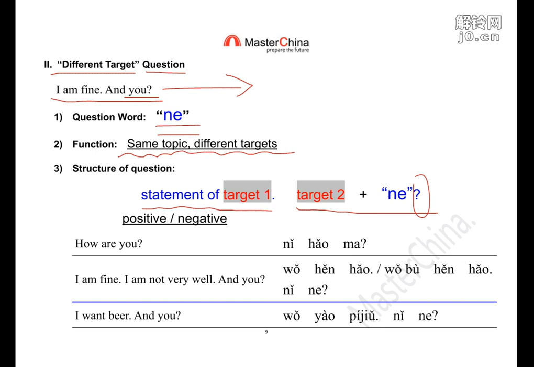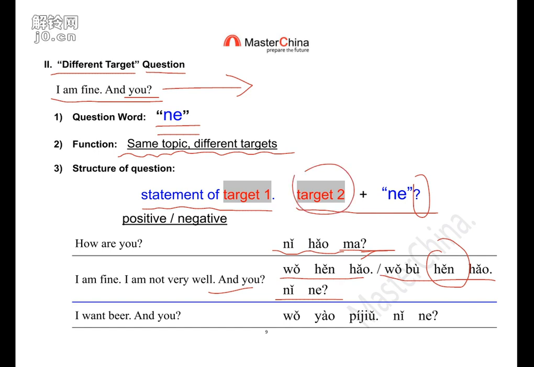Okay, so let's check the example sentence. How are you? 你好吗? The dialogue is 我很好 or 我不很好. I'm not very well. We mentioned you can use 很 in the negative as well. And you? So we change the target. 你呢? 你 is target 2. 你呢? Or 他呢? So how about him?